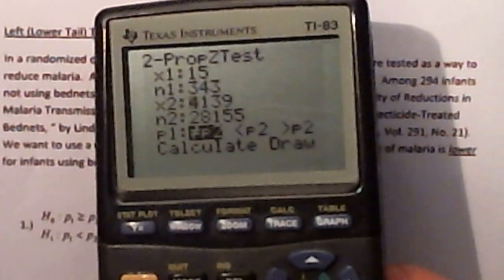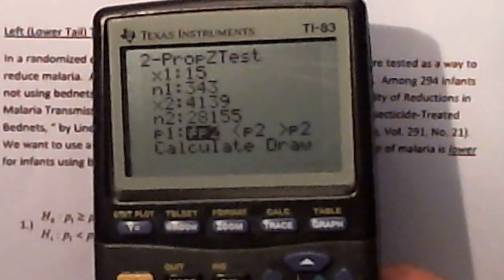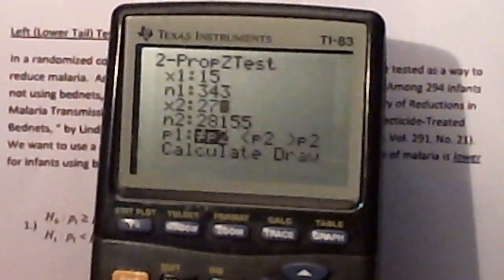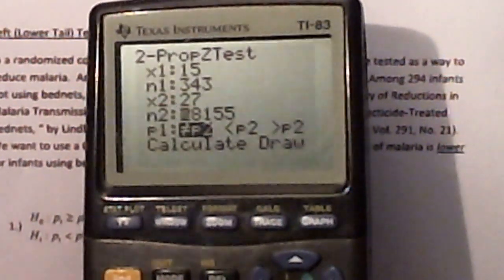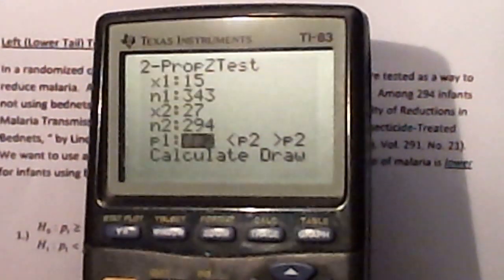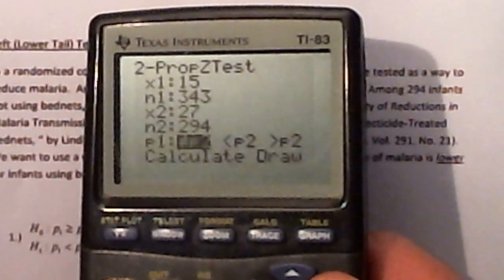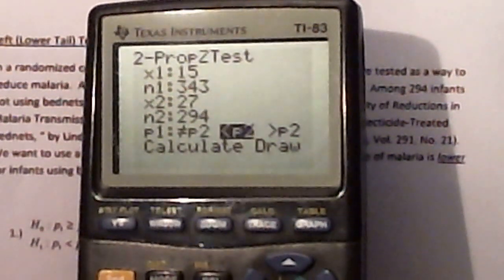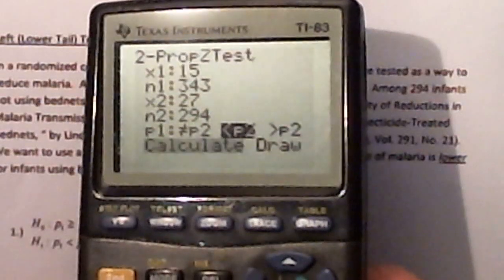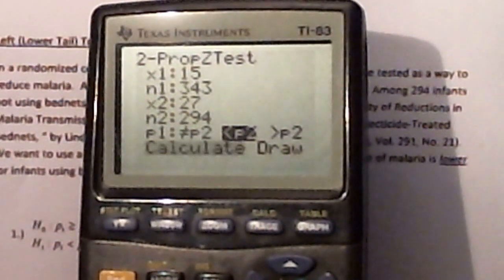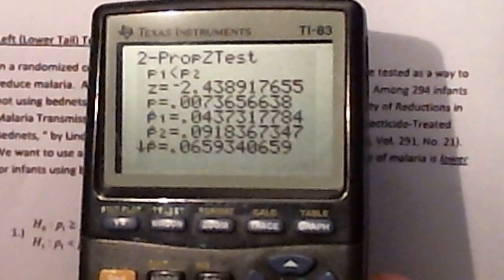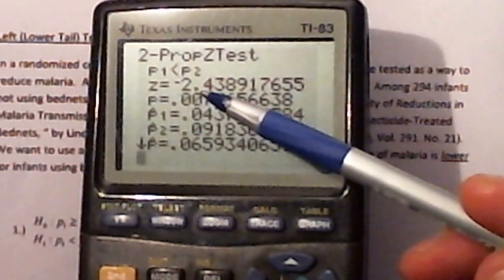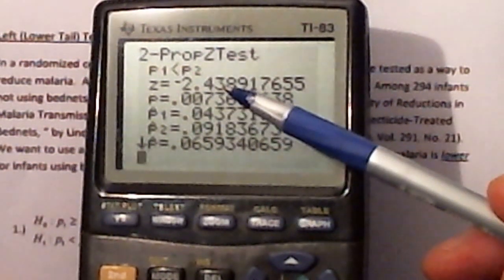And of the 294 infants that did not use bed nets, 27 contracted malaria from mosquitoes. So x sub 2 would be 27, and the sample size 2 is 294. Of course, this is a lower tail test since our alternative hypothesis statement has less than, so we select less than. We're ready now to conduct this test. So go down to calculate, and here we go, ladies and gentlemen. Boom, there's your results. Notice our test statistic value, about negative 2.44, was computed manually using the critical value method.